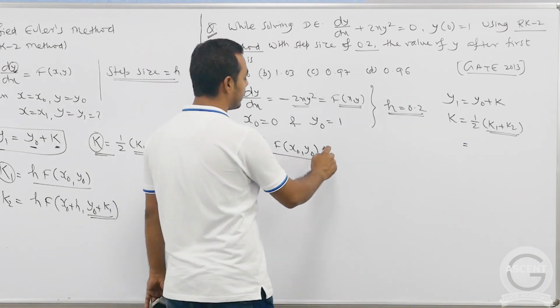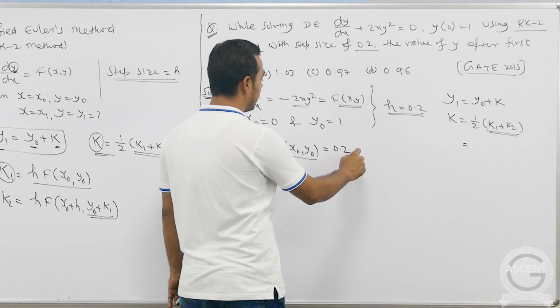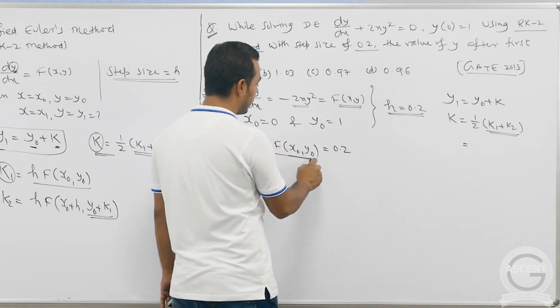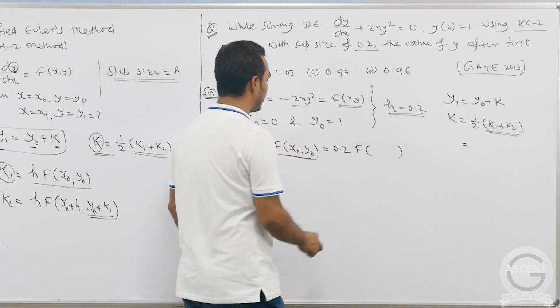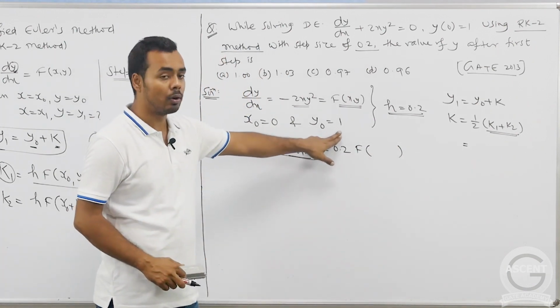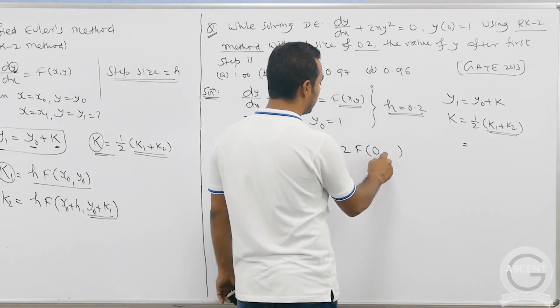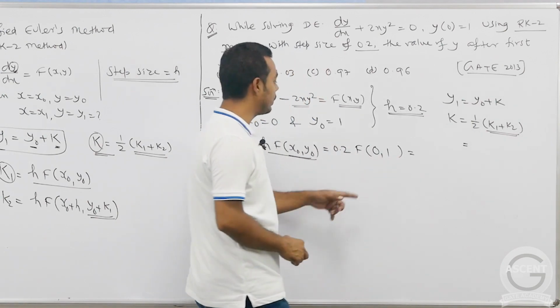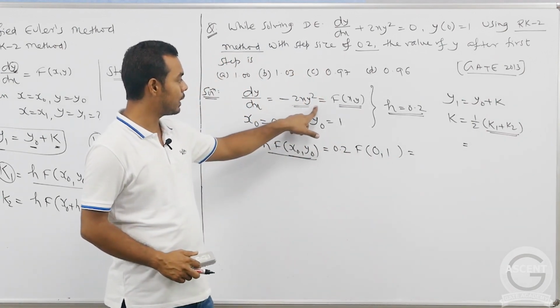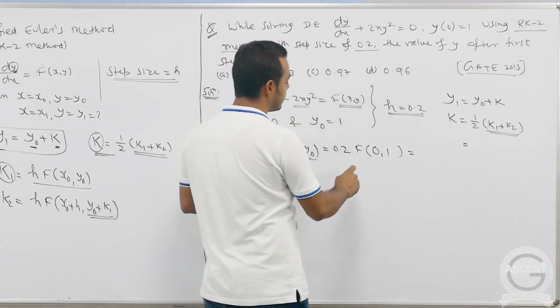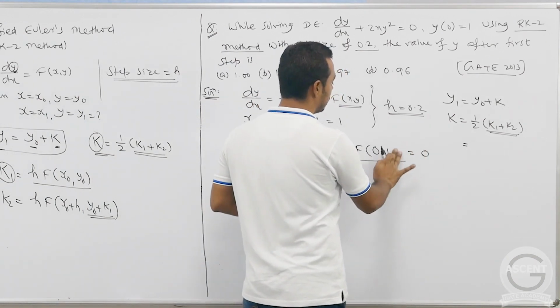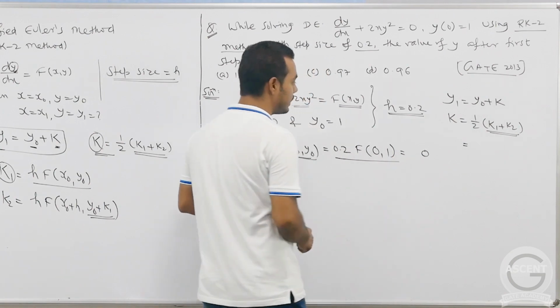So in place of h we have 0.2, and in place of f of x0, y0, this will be simply f of x0 is 0, y0 is 1. So f of 0 comma 1. Now f of x, y is minus 2xy square. Now in place of x, if you substitute 0, then this term will become 0. So this means the value of k1 is 0.